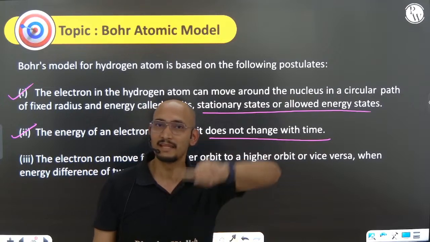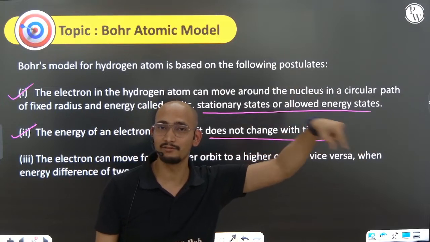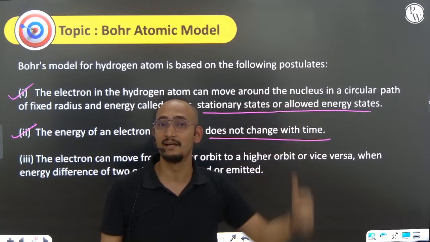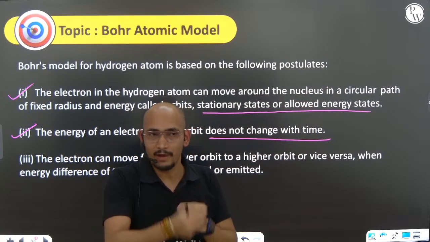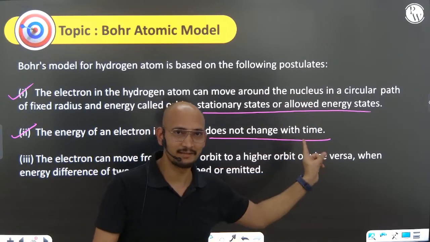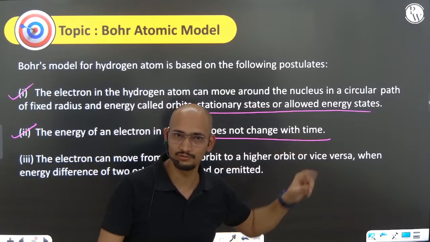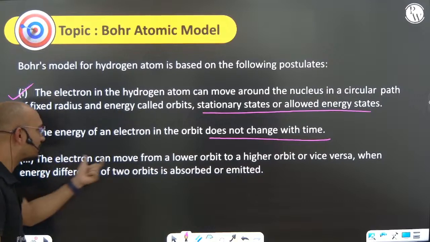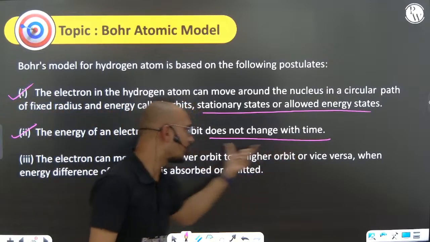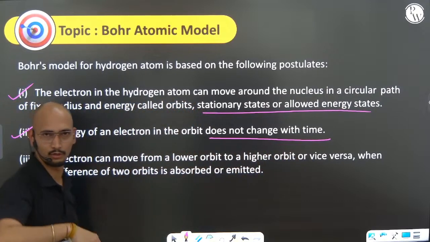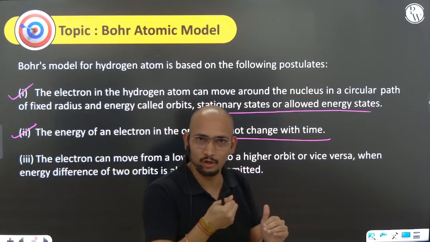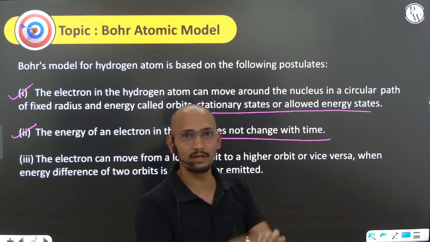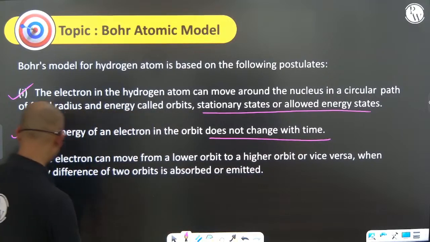What was the problem? The question that was raised with Rutherford's model, right? Why would electrons lose energy? But here he explained, no, it is not going to lose energy if it stays in one stationary orbit. Next, the electron can move from a lower orbit to a higher orbit, or from higher to lower. Lower to higher means it is absorbing energy. Higher to lower means it is emitting energy, right?